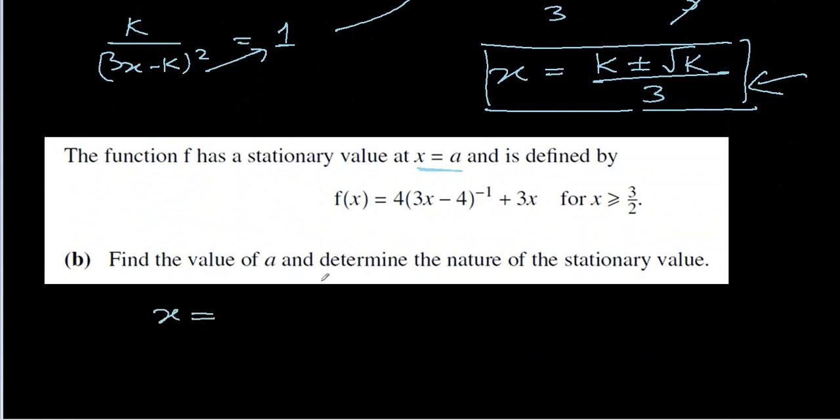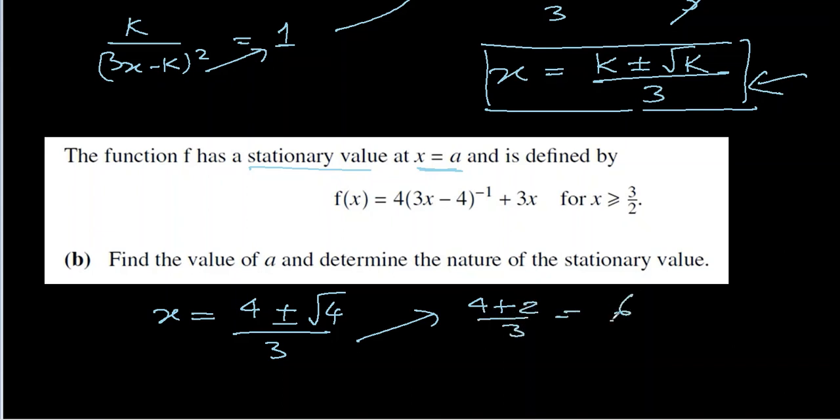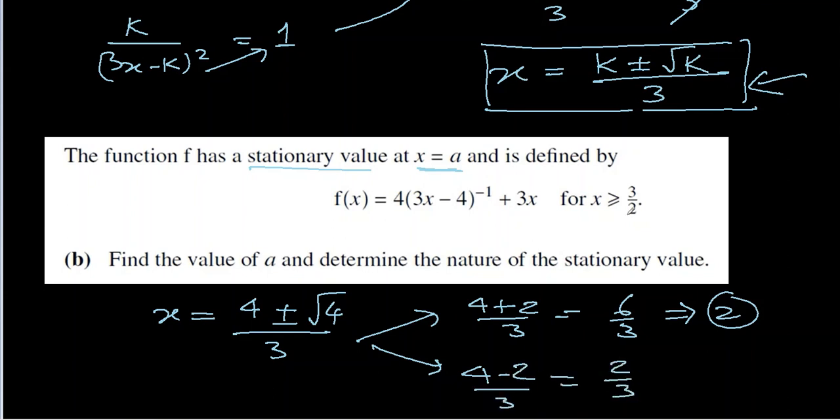X is equal to, in place of k I will write 4 because it's a stationary point. This thing has a stationary point at x equal to a, and that x will be when we'll substitute k with 4. So let me try to do this. 4 plus square root 4 is 2 over 3, which is 6 over 3 or 2. This is the first value of x. Second will be 4 minus 2 over 3, which is 2 over 3.